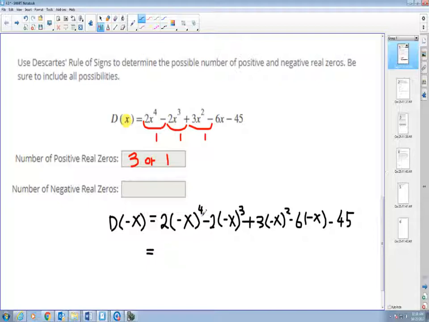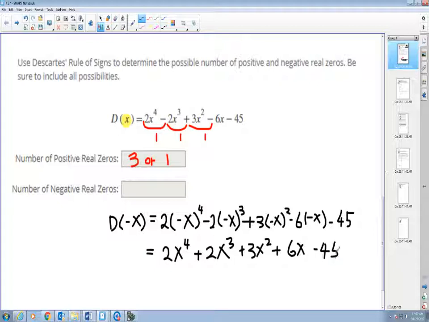Negative x to the 4th power is still going to be positive x to the 4th. Positive x to the 4th times 2, positive 2x to the 4th. Next term, negative x whole thing to the third power is still going to be negative x to the third. Negative x to the third times negative 2, positive 2x to the third. Negative x whole thing squared is positive x squared. Positive x squared times positive 3, positive 3x squared. Alright, negative 6 times negative x, positive 6x. Still got negative 45 on the back.